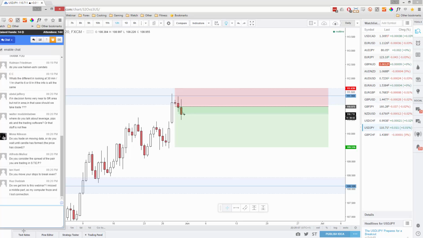If indecision forms near a support resistance area but not inside it, would you take it? Yes, I would.